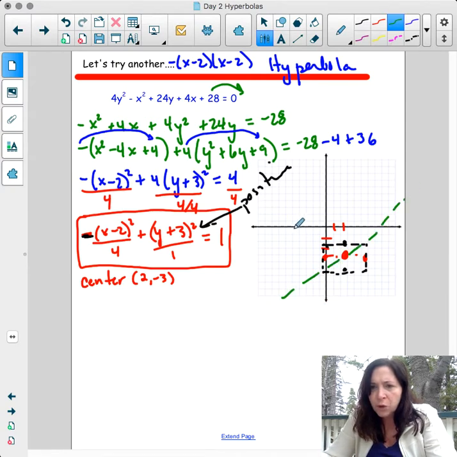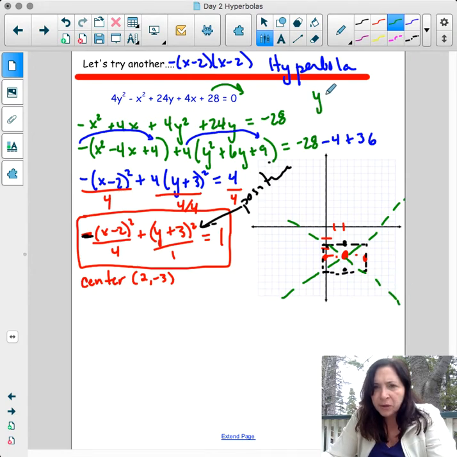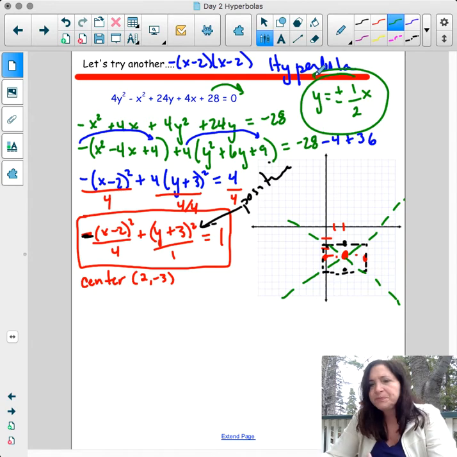Then we're going to go on to the equation for the asymptotes. The equation for my asymptotes is y equals plus or minus, it's always the square root of the rise over the run. Square root of 1 over 4. Square root of 1 is 1. Square root of 4 is 2. So that's my equation of my asymptotes.